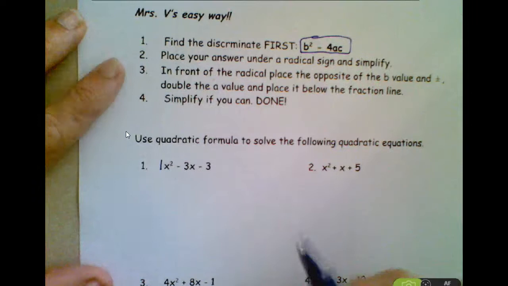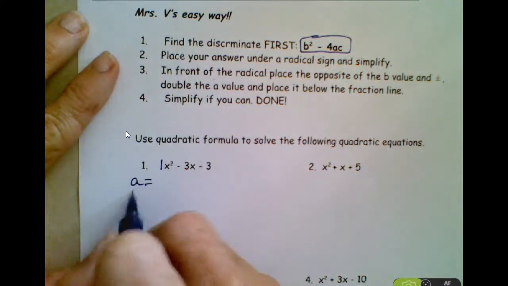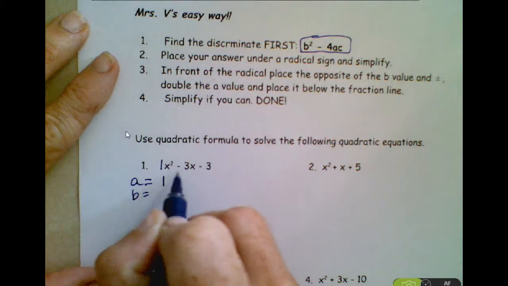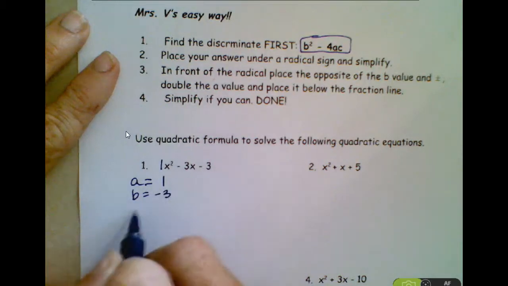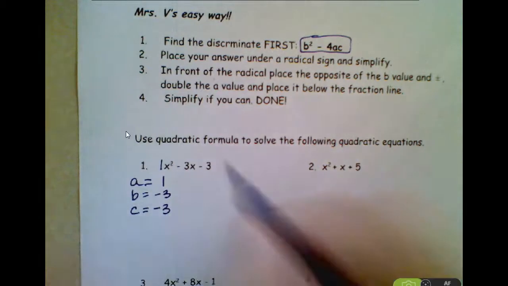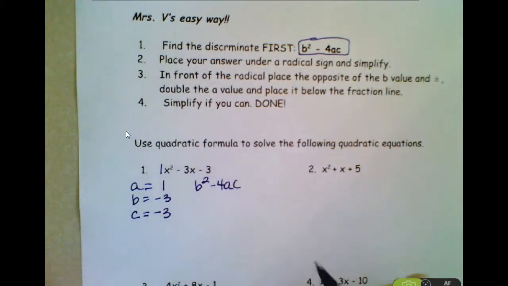So, John, help me out. What's my a value? 1. What's my b value? 3. Check it. Oh, negative. Negative 3. And what's my c value? Negative 3. Good. Okay, so now all we're going to find is b squared minus 4ac.